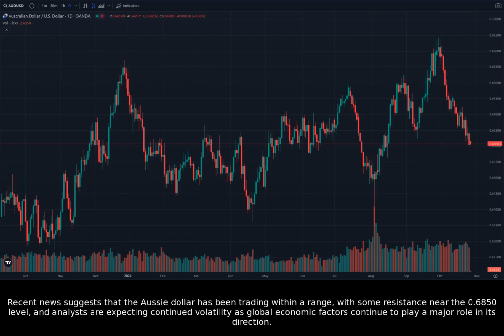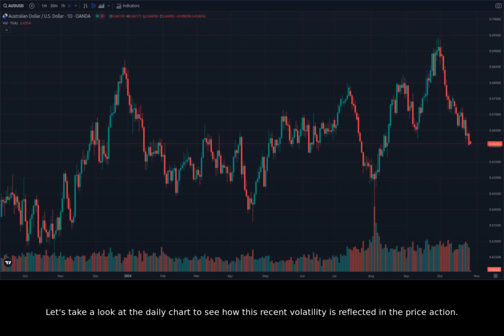Recent news suggests that the Aussie dollar has been trading within a range, with some resistance near the 0.6850 level, and analysts are expecting continued volatility as global economic factors continue to play a major role in its direction. Let's take a look at the daily chart to see how this recent volatility is reflected in the price action.